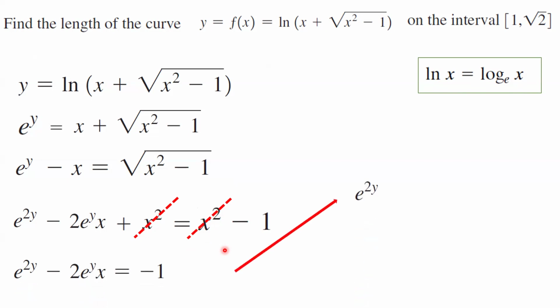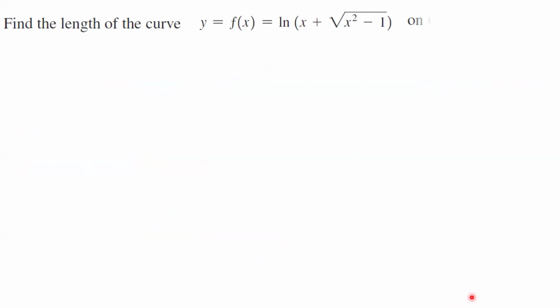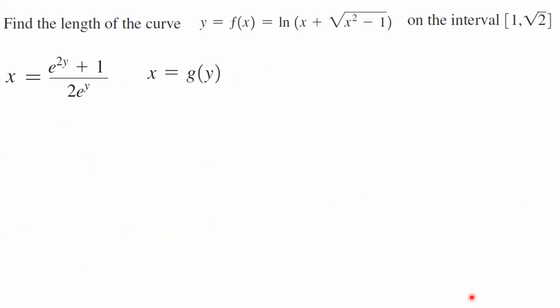Now, e to power 2y plus 1 is equal to 2 e to power y times x. So you can see, you can easily isolate x on one side. x is equal to e to power 2y plus 1 divided by 2 e to power y. So as you can see, you can write x in terms of y. You could simplify this more. You can divide the numerator and the denominator by e to power y and write it this way. x can be written as e to power y plus e to power negative y divided by 2.